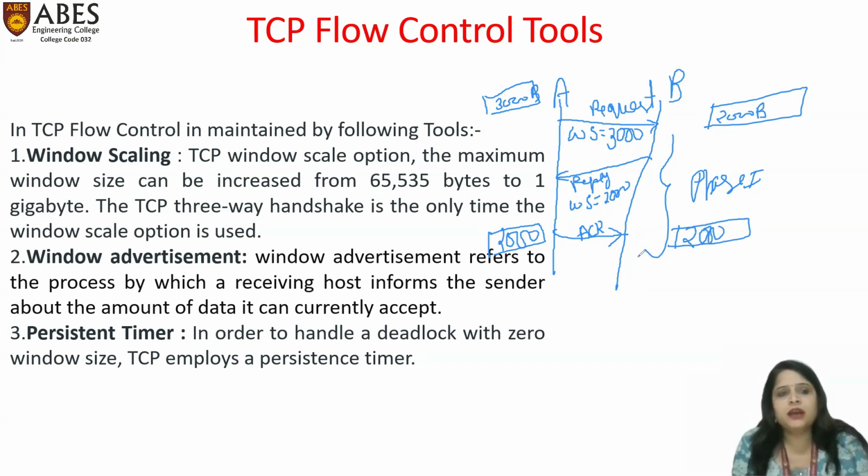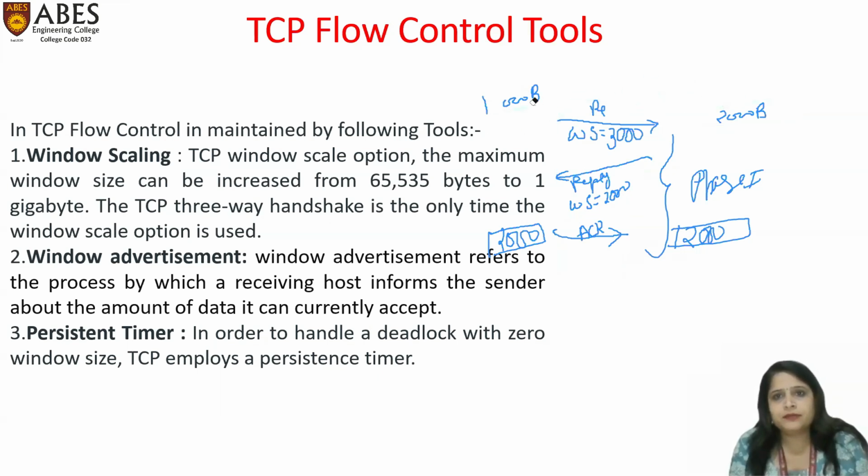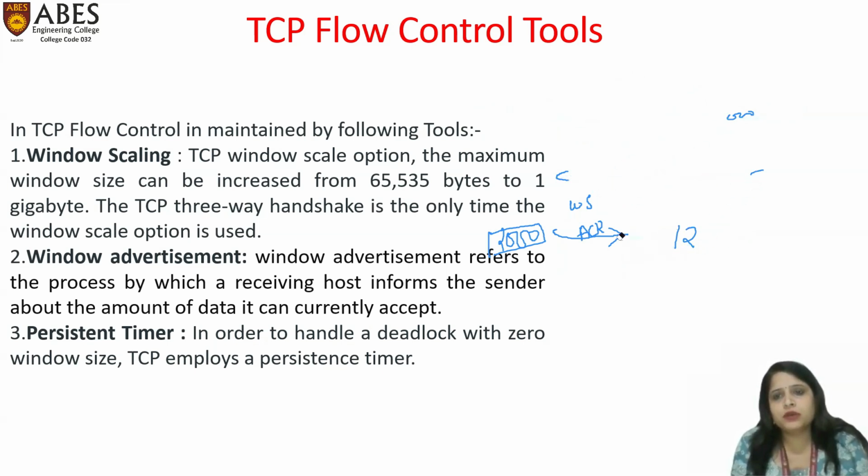So that is nothing but the window scaling option. I hope you understand the concept of window scaling. This is the flow control mechanism, right? The second tool to control flow is window advertisement. To understand the window advertisement tool, let us continue our example.